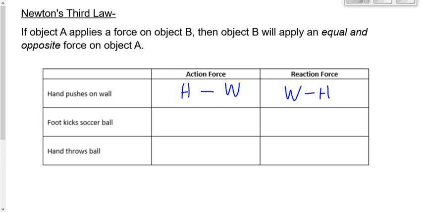Well, because when your foot kicks a soccer ball, the action force is your foot on the ball. But the reaction force is the ball on your foot.